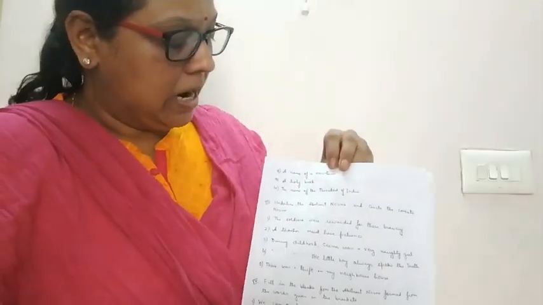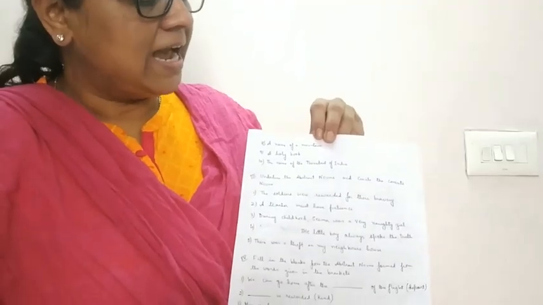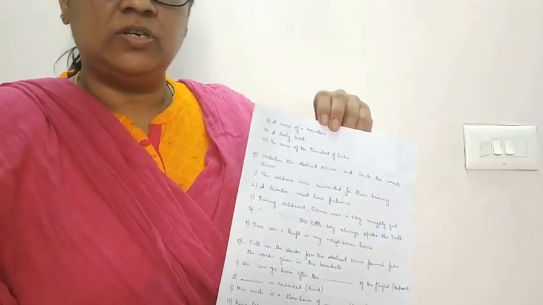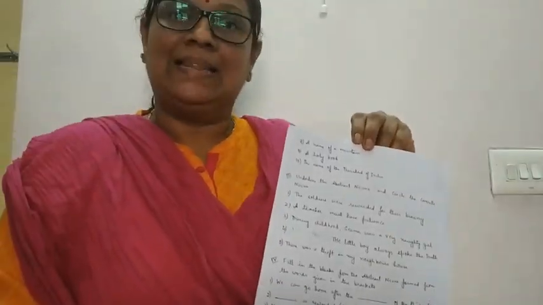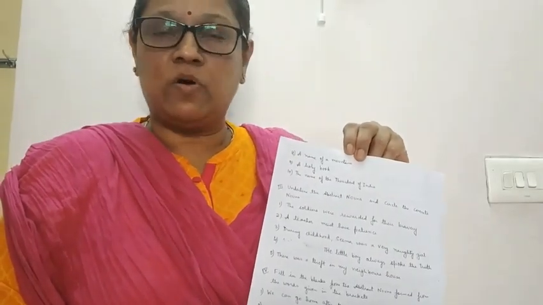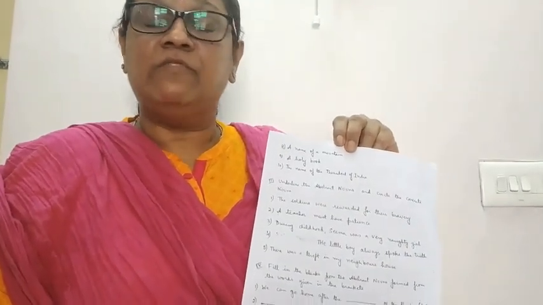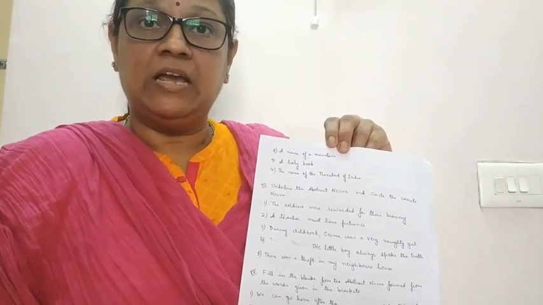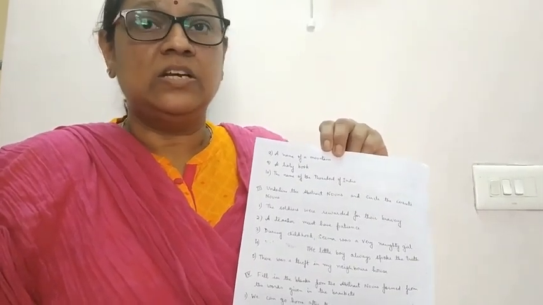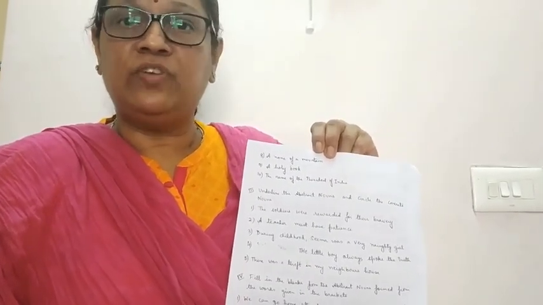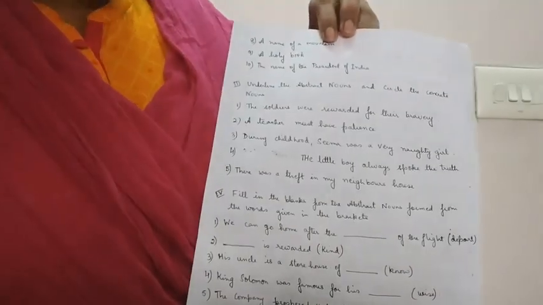The third main, underline the abstract nouns and circle the concrete nouns. Children, always remember that common nouns are the concrete nouns which you can feel, which you can touch and you can see. But abstract nouns are the ones which you cannot see. You can just feel it. Now we start with the exercise.